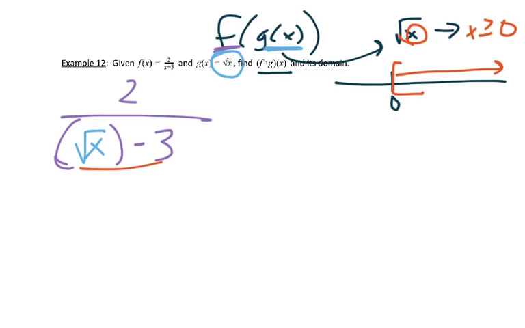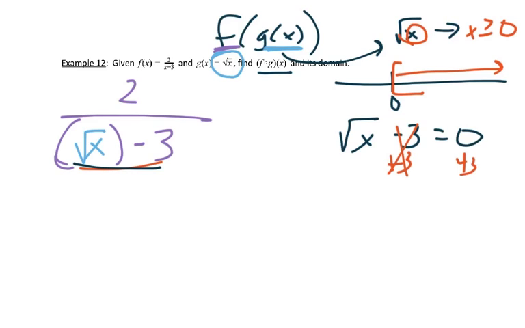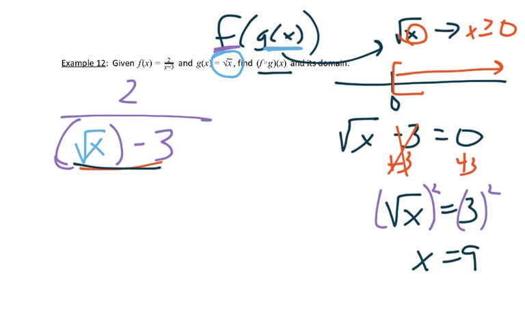Then we look at the denominator of our function that we're working with over here. And this has got a fraction, so we want that denominator to not equal 0. So we'll find out what makes it equal 0. We'll add 3 to both sides. I guess the square root of x is equal to 3. To get rid of the square root, we would square both sides. So we get x is equal to 9.